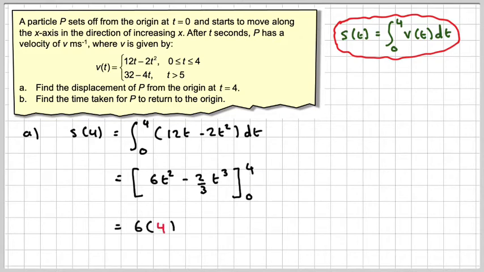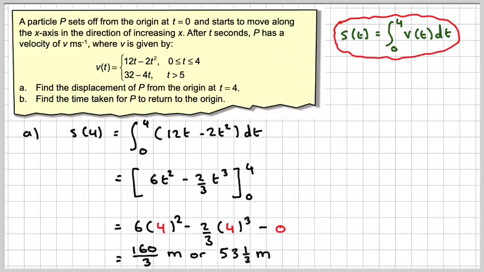And then substituting in, it'd be 6 times 4 squared minus 2/3 times 4 cubed minus 0. Just check carefully that it does give you 0 at the lower limit. And then using your calculator and the fraction button, that will give you 160 over 3 meters, or 53 1/3 meters. Now for part B, you need to find the time taken for P to return to the origin. So after 4 seconds, it's 53 1/3 meters away.